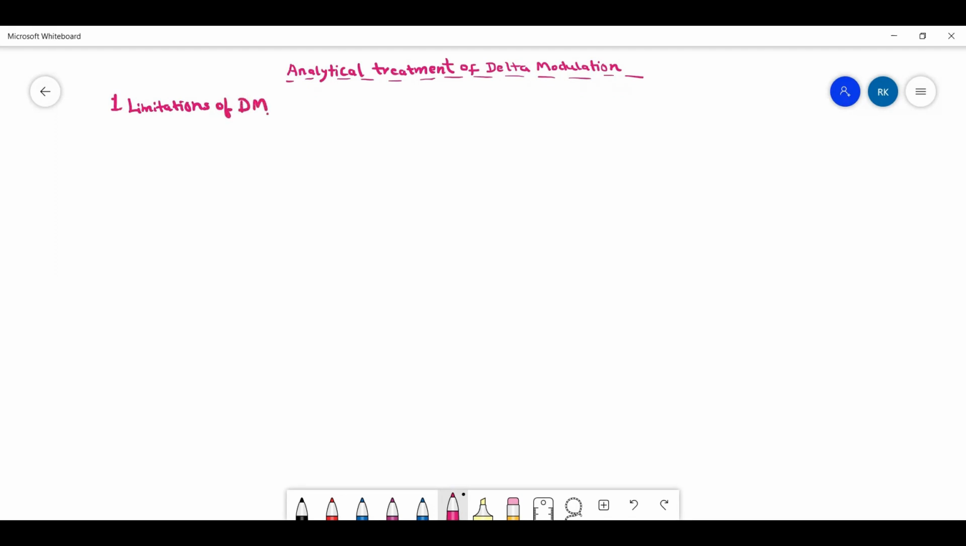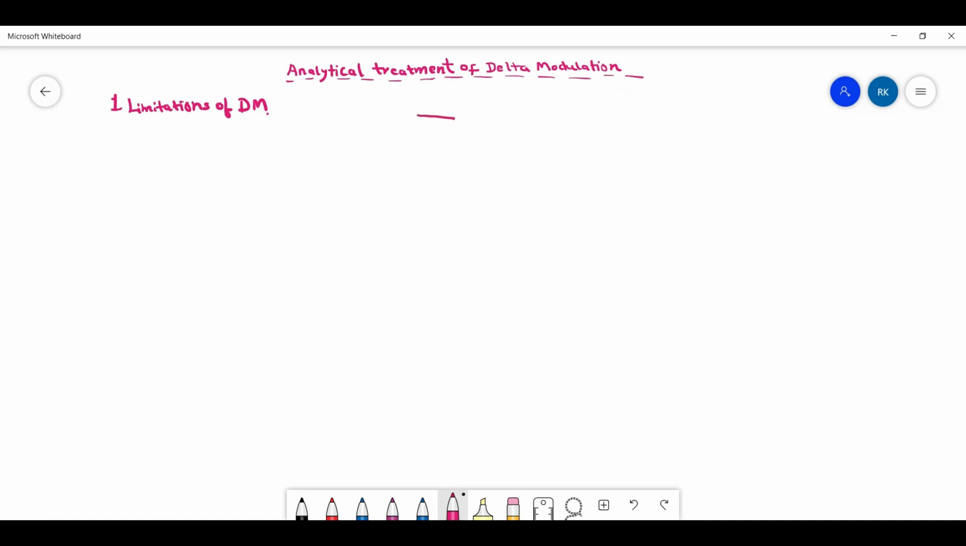So for this, I need to draw some diagram, and I need to understand the slope overload error that is a main characteristic of delta modulation. And there are two types of slope overload errors: positive slope overload and negative slope overload. Both have been discussed in the previous lectures also, but in this lecture, I will try to make things clearer.